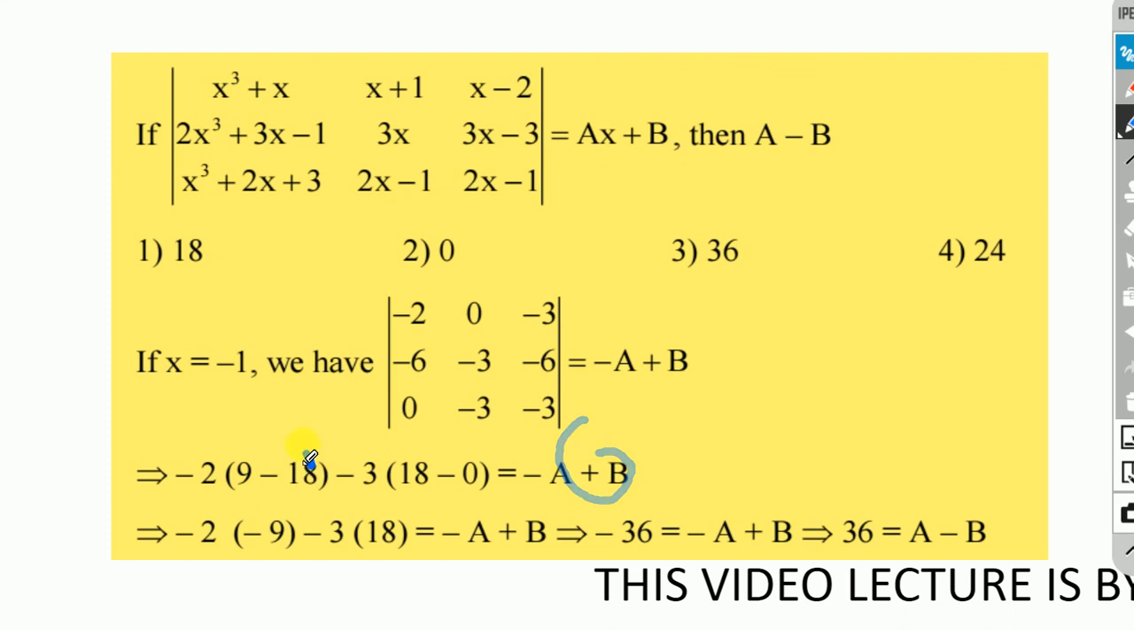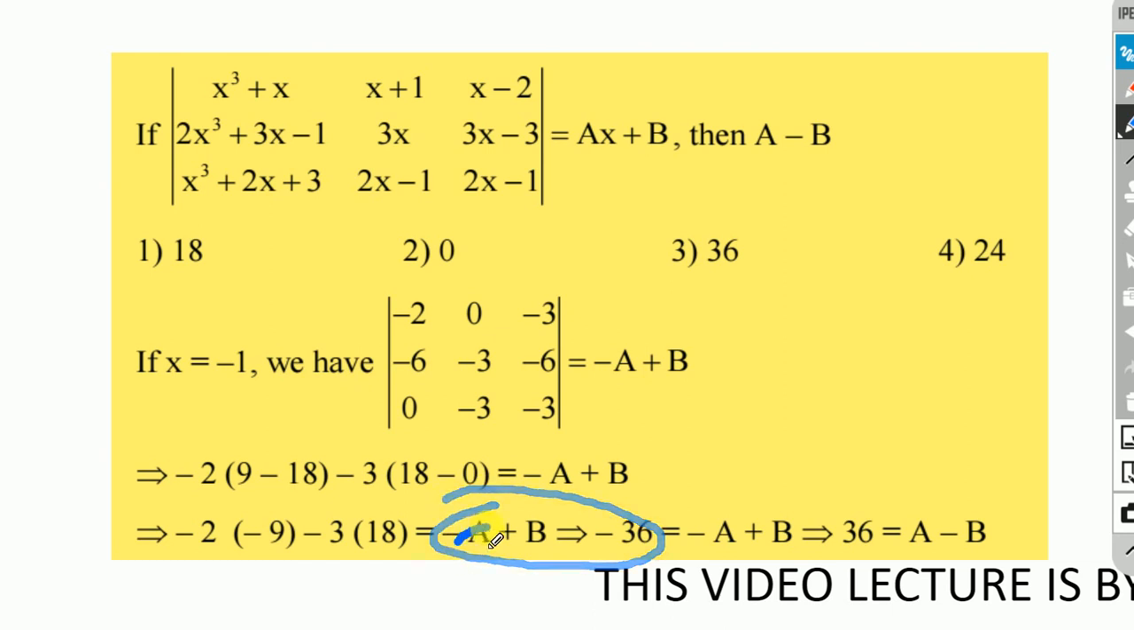So now 18 minus 9 minus 18 is minus 9, and 18, 3 into 18 here. 9 2s are 18 and 18 3s are 54. So you will get 54 minus 18, 36. So of course it is minus a plus b is equal to minus 36. Minus a plus b is equal to minus 36.